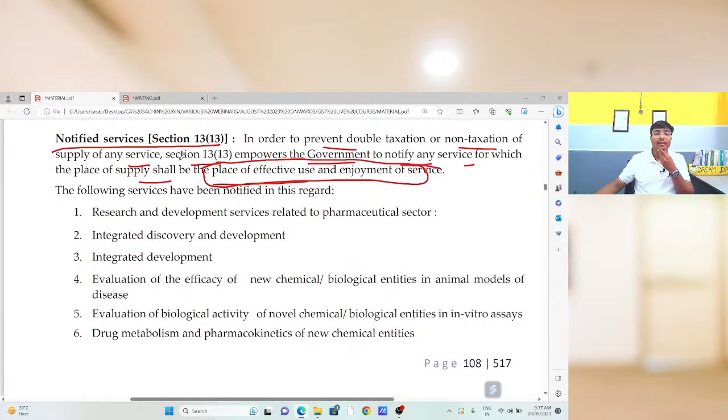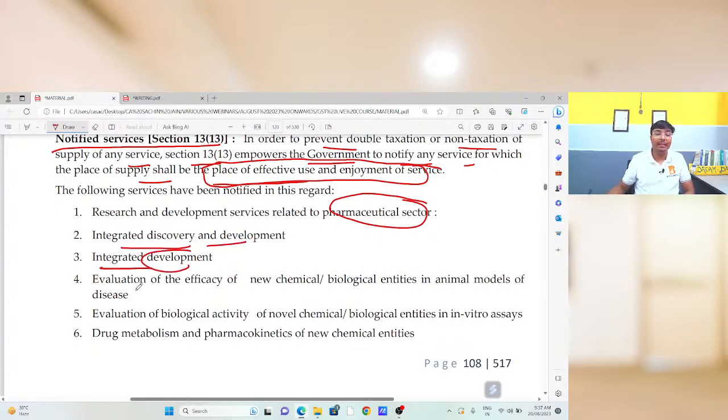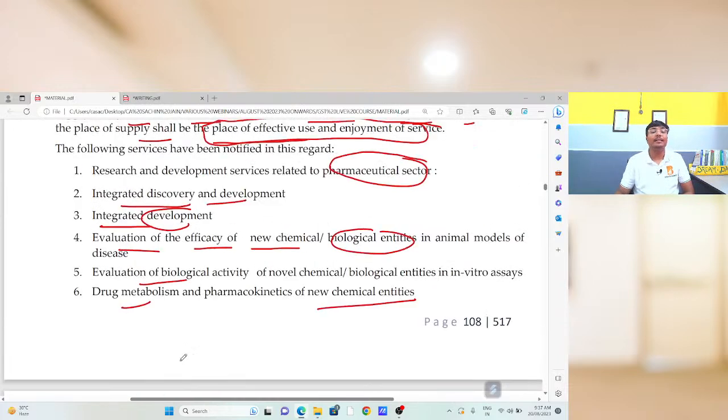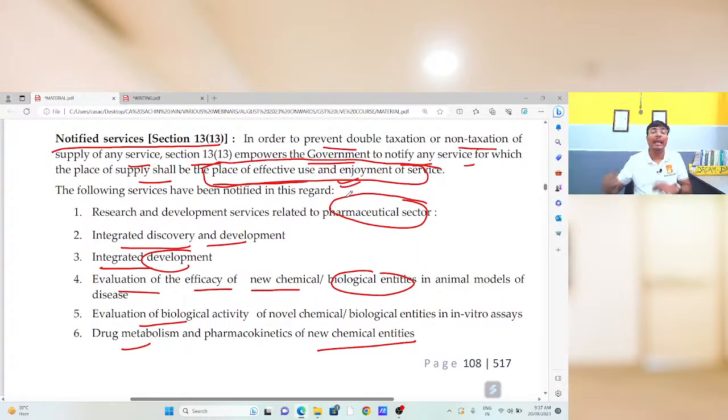So, research and development related to the pharmaceutical sector, integrated discovery and development, evaluation of the efficacy of new chemical and biological entities, evaluation of biological activities, drug metabolism and new chemical entities. All these types of notified services, safety assessment, stability studies, bioequivalence, clinical trials and bioanalytical tests, these are the specific notified services. In that case the place of supply will be the place of effective use and enjoyment of services. Where these services are used and enjoyed, that place will be treated as the place of supply. That is the definition of Section 13, subsection 13.